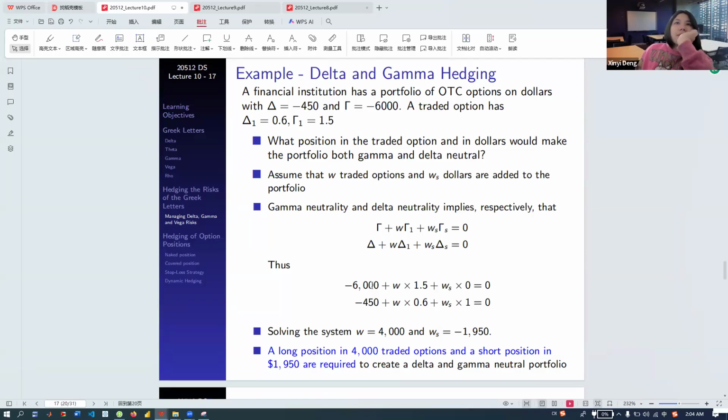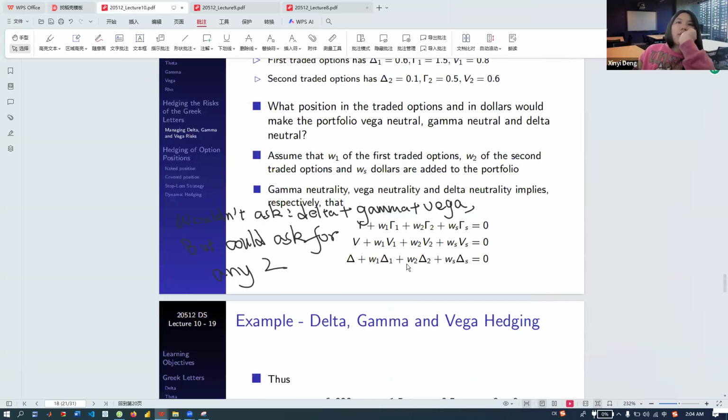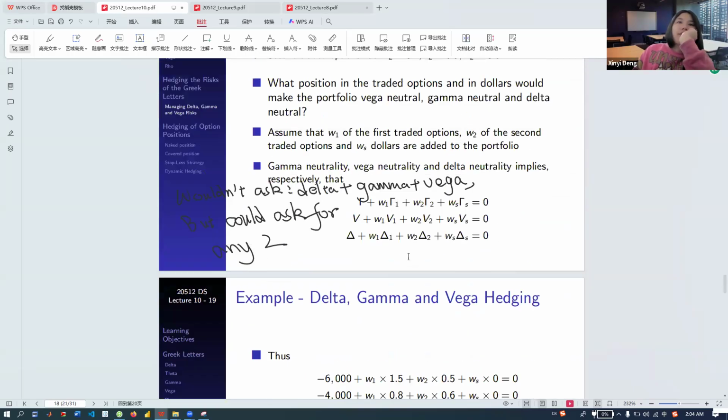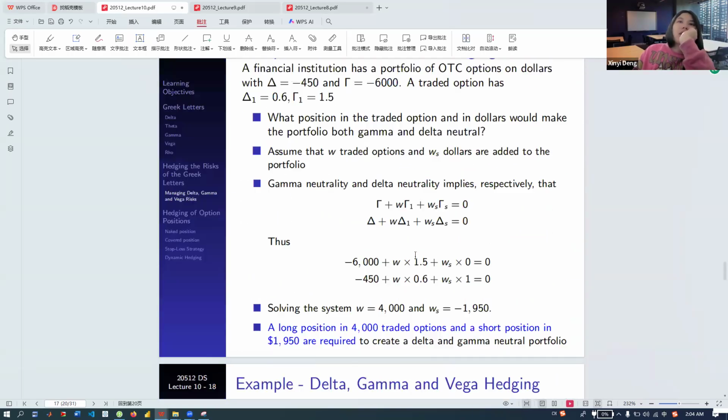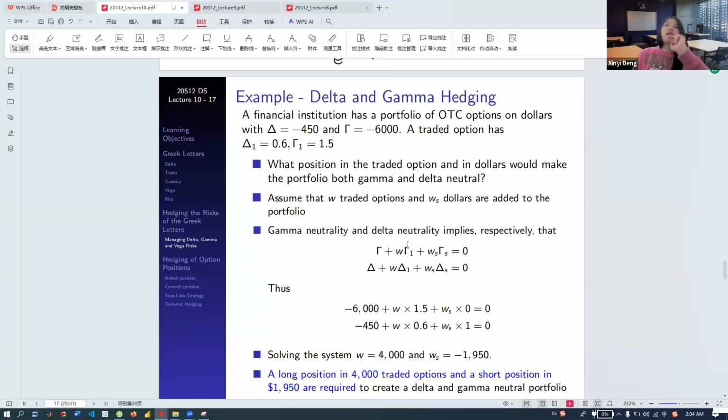Now those are specific examples of delta hedging, gamma hedging, and vega hedging. So for this first example, we are achieving two neutralities at the same time. So we are achieving delta and gamma hedging at the same time.